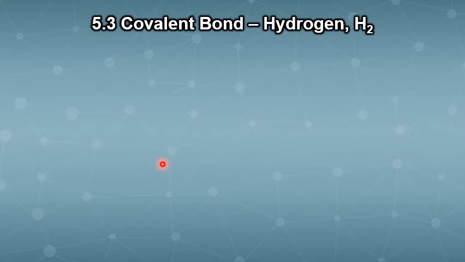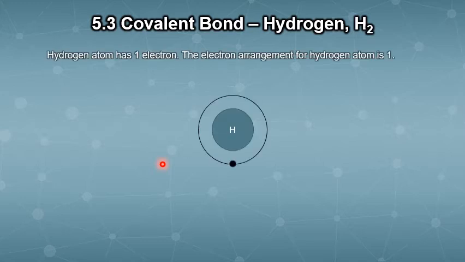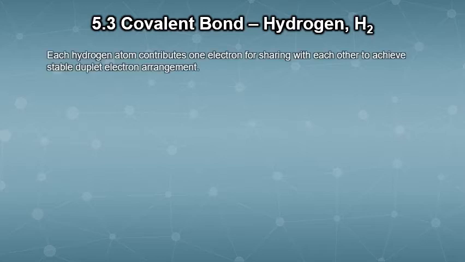Now I will show you 2 examples on single bond. So the first one is hydrogen. Hydrogen atom has 1 electron. The electron arrangement for hydrogen atom is 1. So this is the atom of hydrogen. I want to show you the molecule of hydrogen.